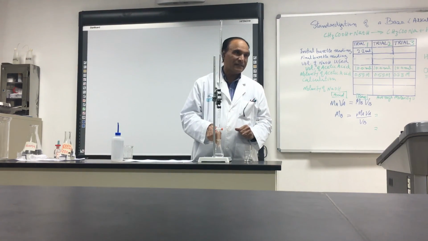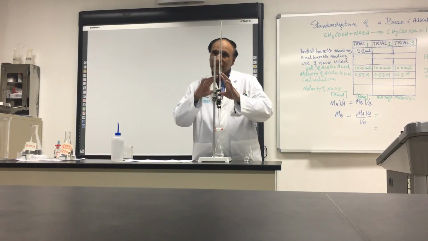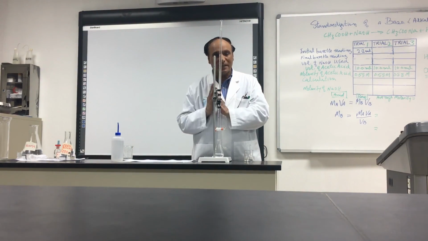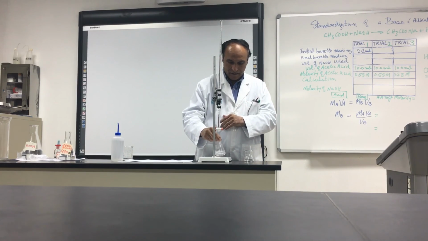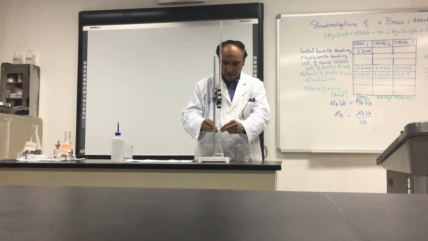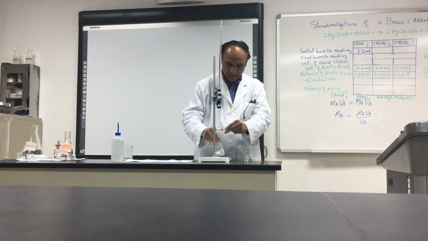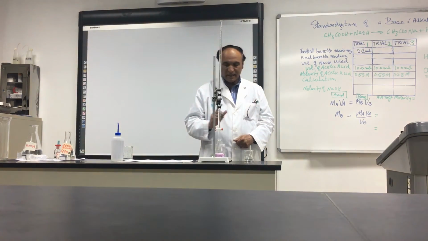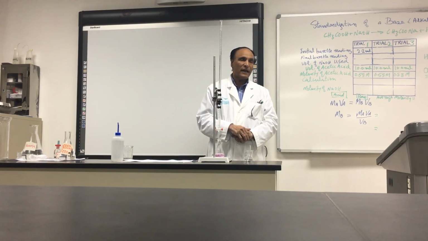And you see the pink color is there. Do you see? It means the end point is near. In the beginning, the pink color disappears very quickly. Maybe the end point will come in very few drops, maybe 2-3 drops or 1 drop. Like this. Do you see this one? That is the end point.